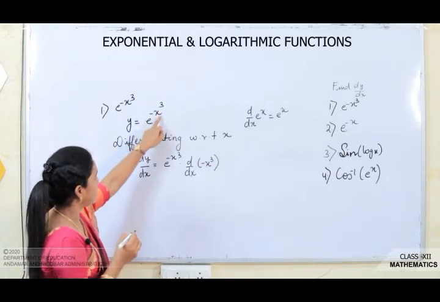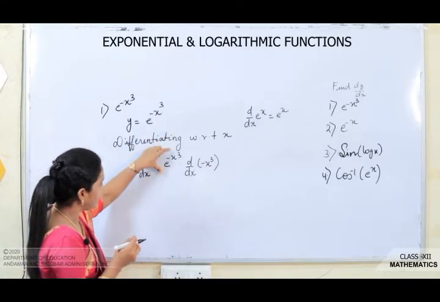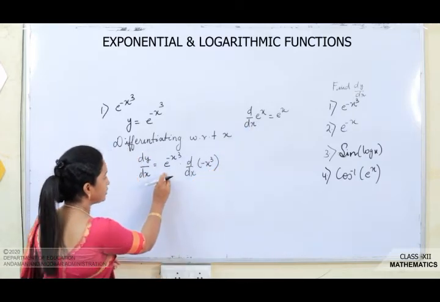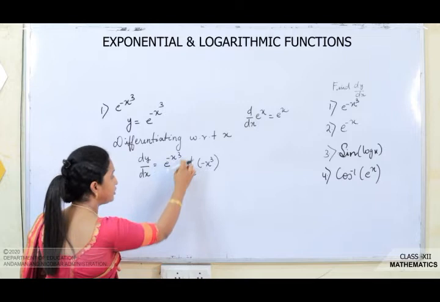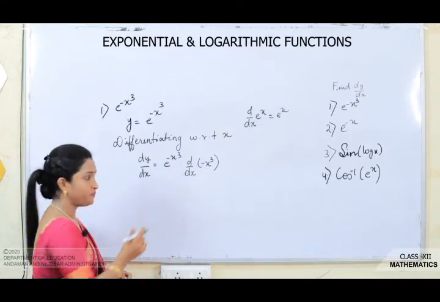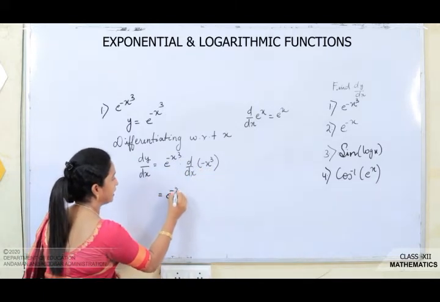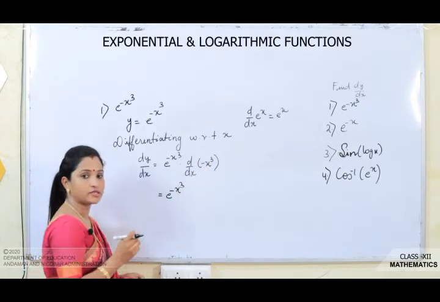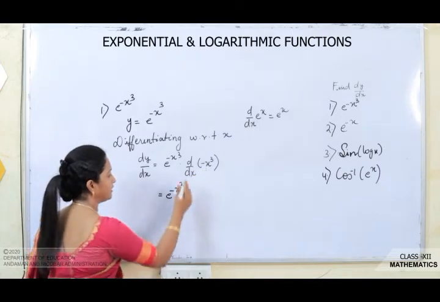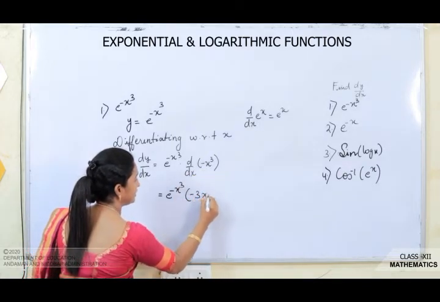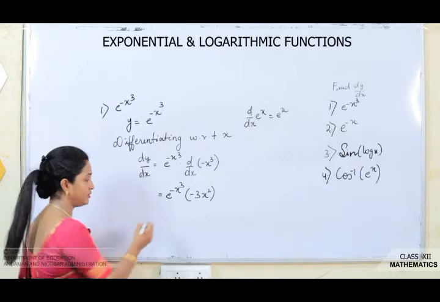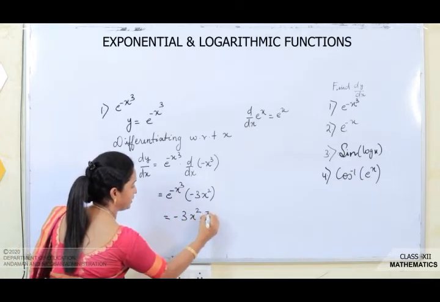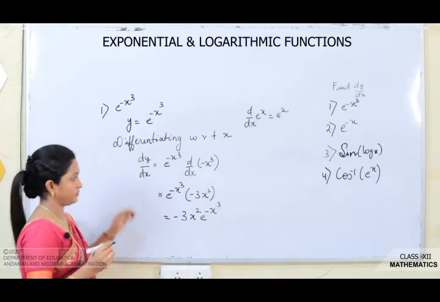E to the power something, when you differentiate again the same thing, because we know that the derivative of e to the power x is e to the power x. So e to the power minus x cube into d by dx of minus x cube. Now when you differentiate minus x cube, this is the formula of x to the power n. So what are you going to get? Minus 3x square. Clear? So the final answer is minus 3x square e to the power minus x cube.